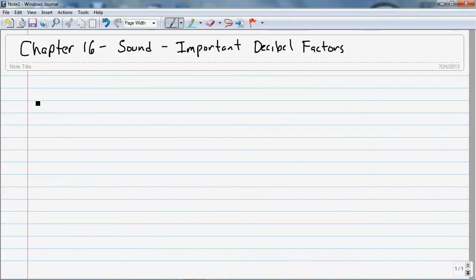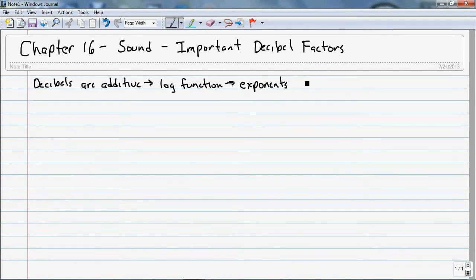Let's look at some important decibel factors or relationships. The first one is that decibels are additive. And why do we say that? Well, decibels are related to the log function, and the log function has to do with exponents.